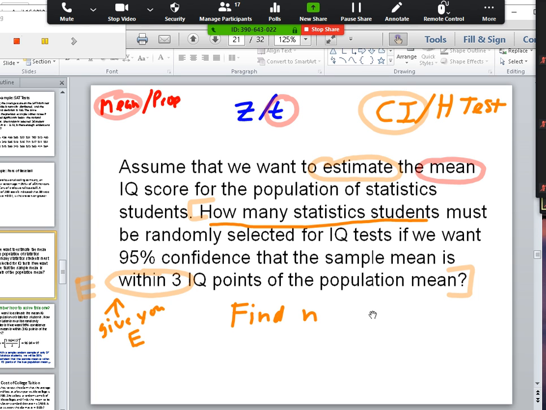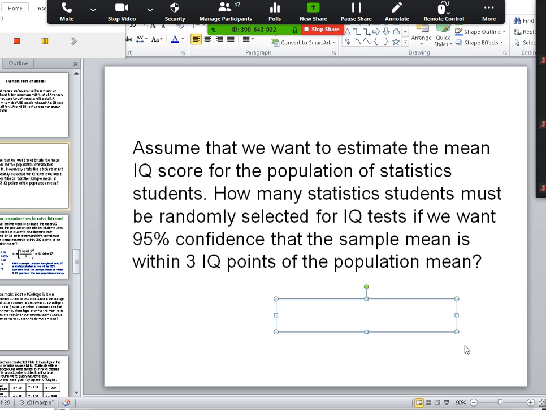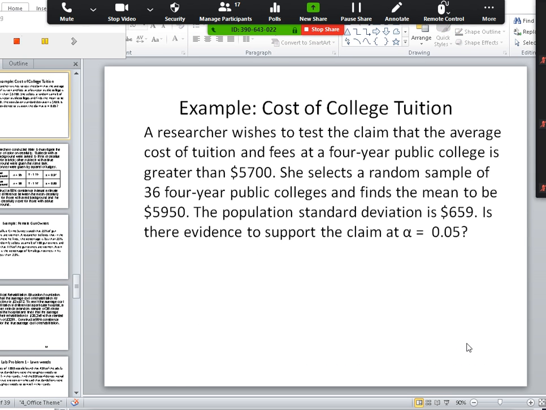Okay, so let's go ahead and go to the next one. Let's get Edgar. Go ahead and read this one.